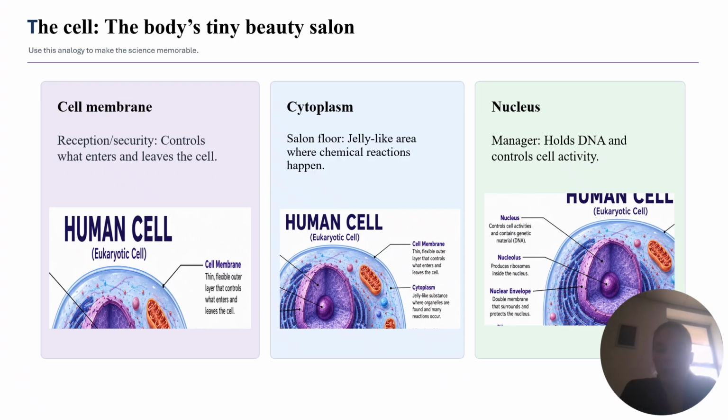So the cell, the body's tiny beauty salon. First of all, the cell membrane, we can link this to the reception and the security. It controls what enters and leaves the cell, i.e. what enters and leaves the salon. The cytoplasm is the salon floor. It's a jelly-like area where chemical reactions happen. Okay, so again, linking it to the salon.